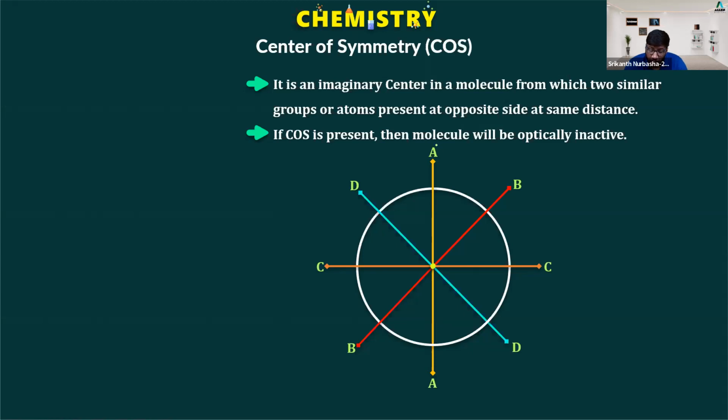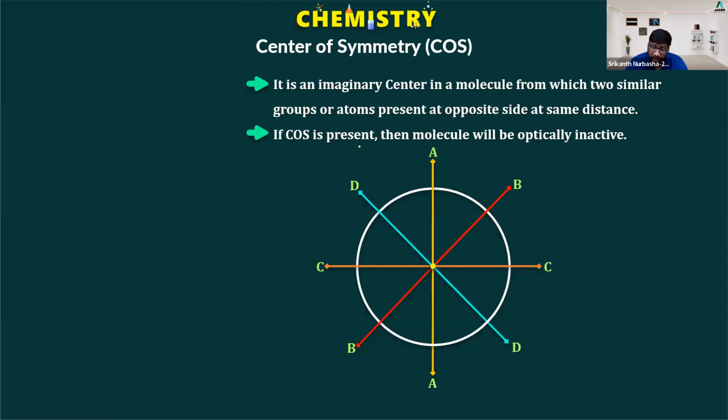You start from group A. You draw a straight line from group A to that particular point. Extend the straight line by the same amount. Then you have to reach A again. You start from B. In that particular molecule, how many groups are there doesn't matter. From any group, if you start, draw a straight line to that point and extend the same straight line by the same length, and if you reach the same group on the other side, then that point is said to be the center of symmetry. It is an imaginary center in the molecule from which two similar groups or atoms present at opposite sides are at the same distance.